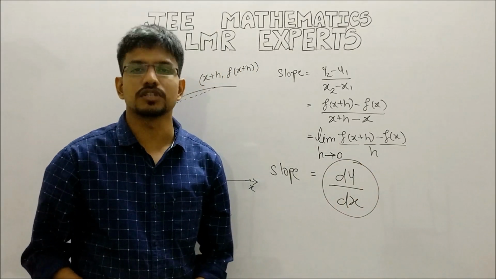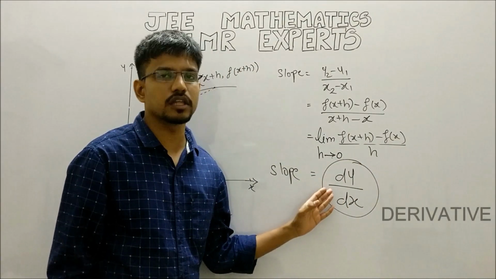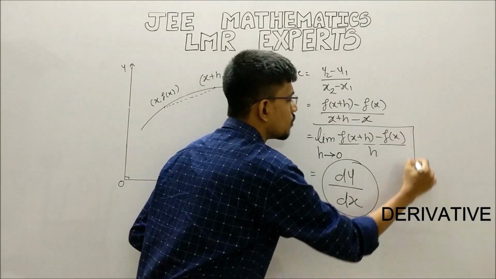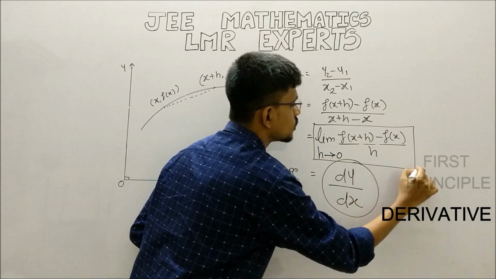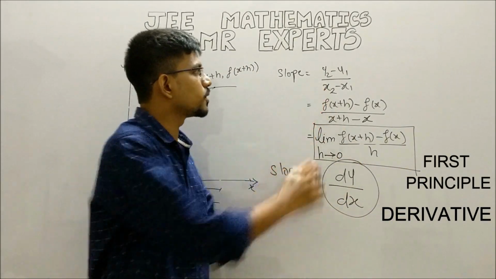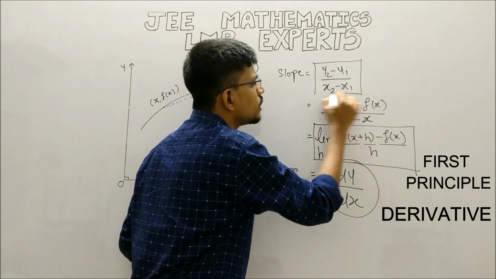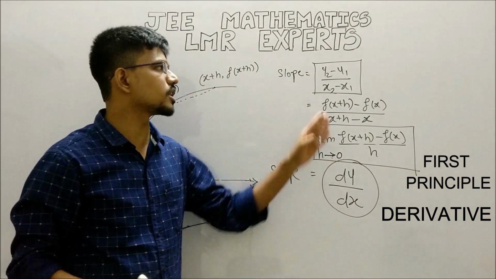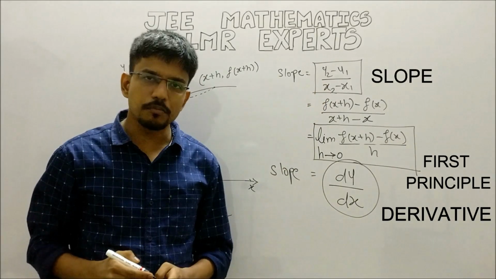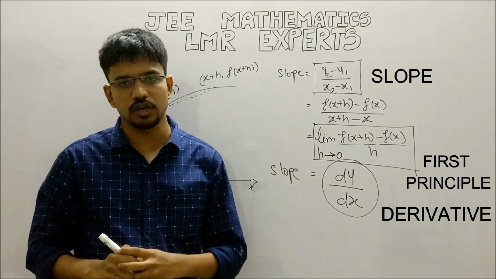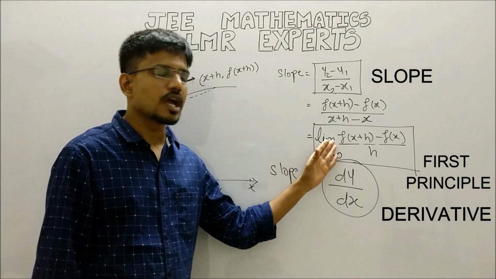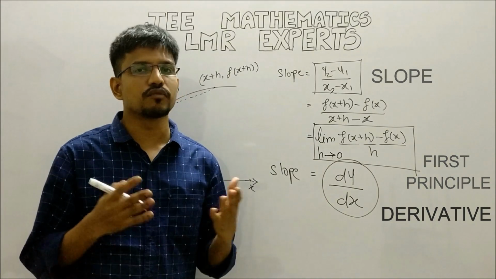Yes, you know what this is. This is called derivatives, which you have already learned, dy by dx. And this particular thing over here, you already know this. This is called the first principle of derivatives. And this particular thing you have already studied so many times in your 10th standard, which is the general formula of slope. I hope now you understand the actual meaning of derivatives. In the upcoming videos, we are going to utilize this and calculate derivatives of various functions.